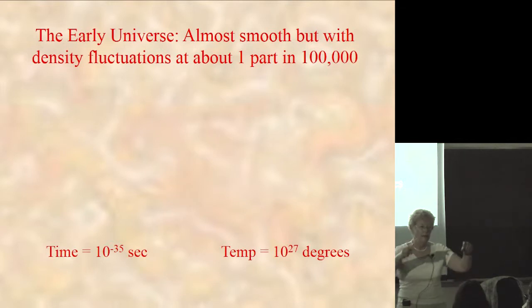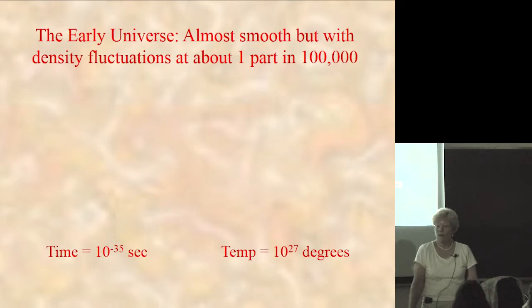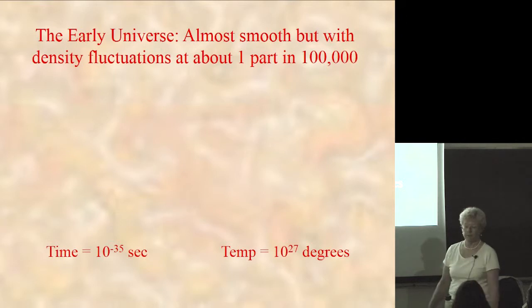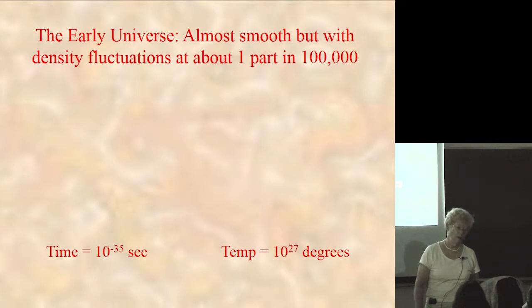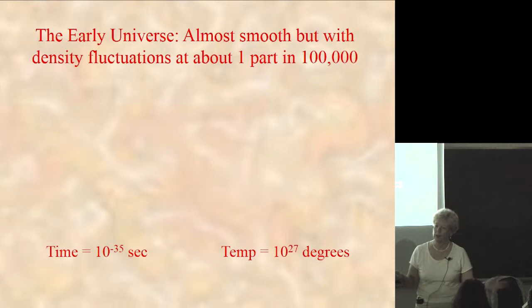Today, if I carve out a hunk of the universe and it expands, the density goes down, because everything there gets farther apart, so the density gets more diffuse, more dilute. At this temperature, the universe expands and the density does not go down. Completely bizarre. Totally counterintuitive.